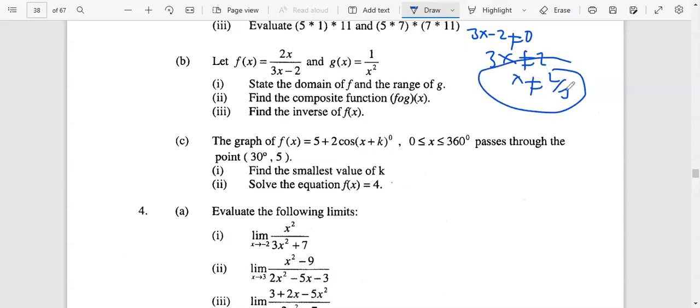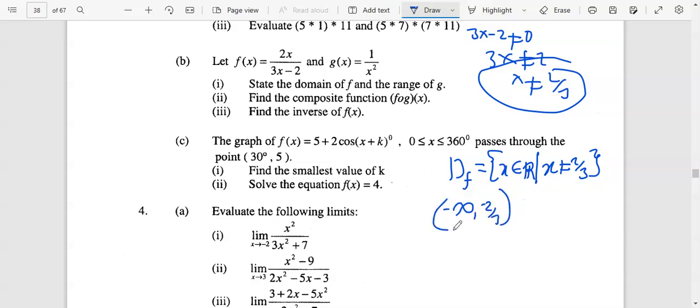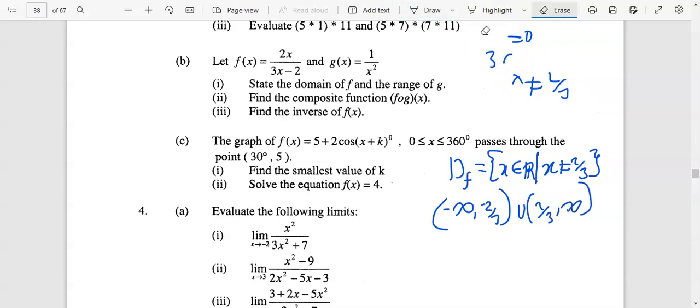This is the domain. So say the domain of the function is x is a member of all real numbers such that x is not equal to 2 over 3. Or you can write an interval from negative infinity to 2 over 3, and then from 2 over 3 to positive infinity.